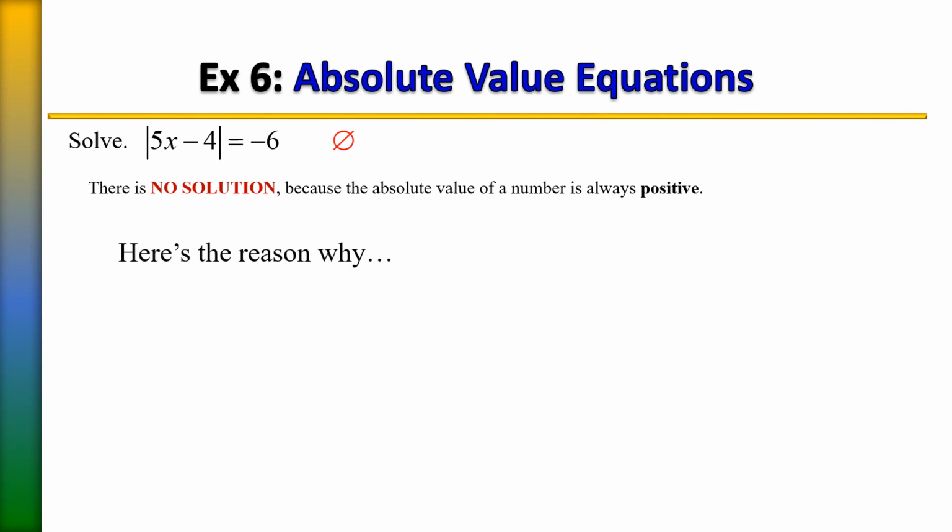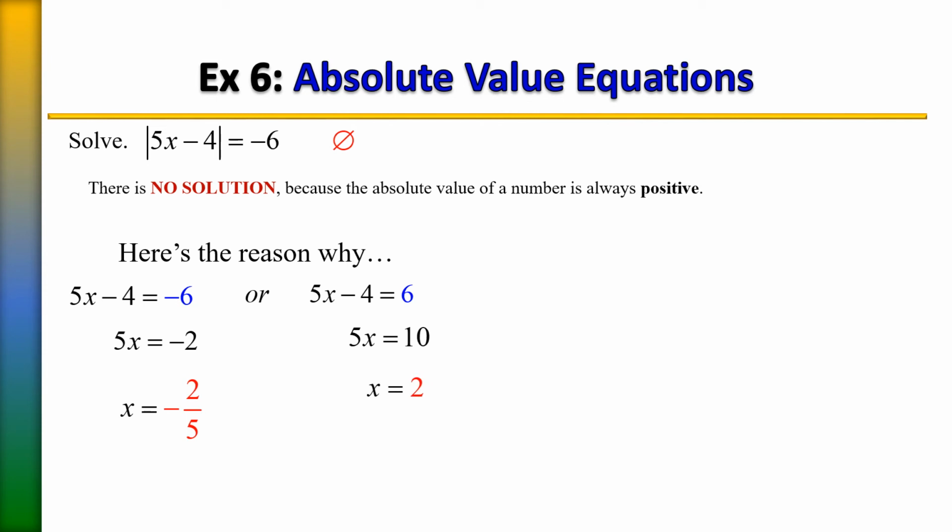So let me show you why this will not work. Okay, let's say we went ahead and solved it as usual. We would have 5x minus 4 equals negative 6, and then 5x minus 4 equals 6. And then we proceed with adding 4 to both equations, and then divide by 5, and we get our two solutions. Let's go ahead and plug in these two solutions and see if they work.